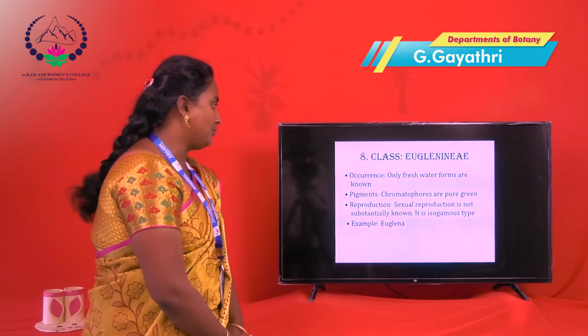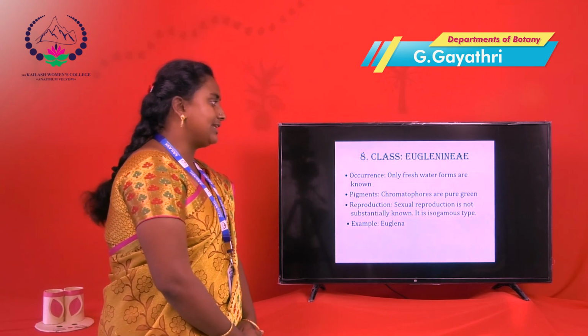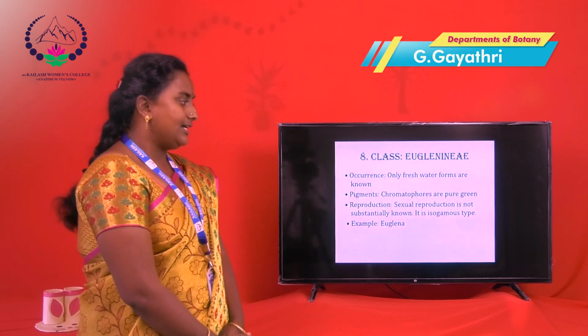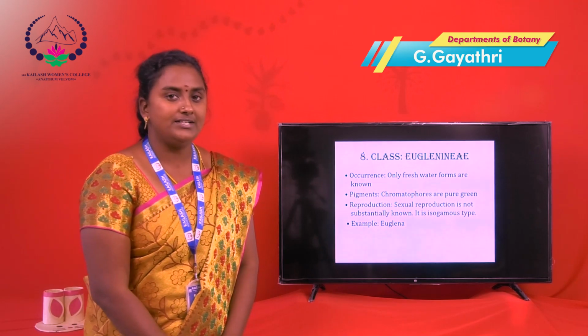The next class is Euglenidae. Occurrence is freshwater, few are marine. Pigments like chromatophores are pure green in color. Reproduction is isogamous in type. Example of this is Euglena.